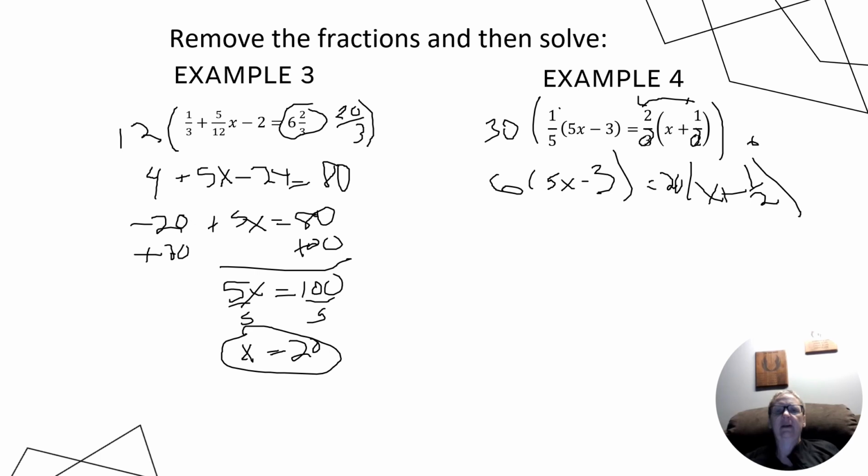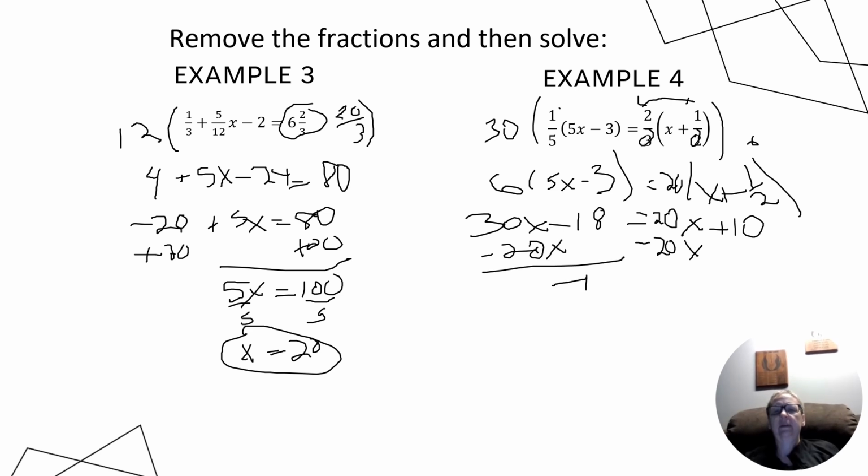So 6 times 5x is 30x. 6 times 3 is 18. And obviously it's still negative because of the negative. And 20 times x is 20x. 20 times 1/2 is 10. So now I'm ready to move my letter terms. So I'm going to move the 20x over to the other side by subtracting 20x. I get negative 18 on this side.